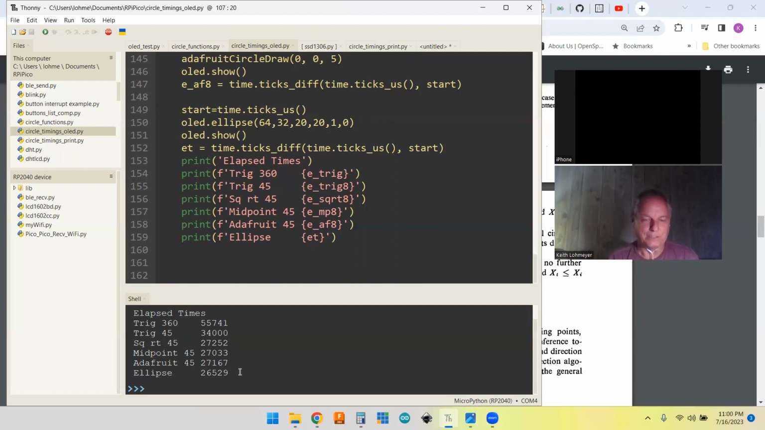So, you know, the calculations in the grand scheme of things, you're not really doing that unless you wanted to draw circles really, really fast on there. You really wouldn't care.